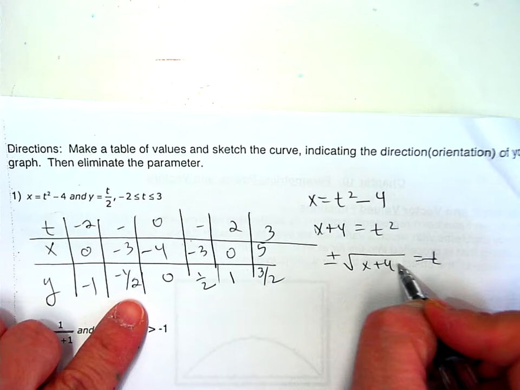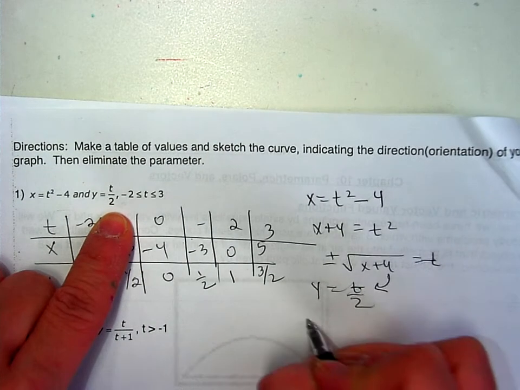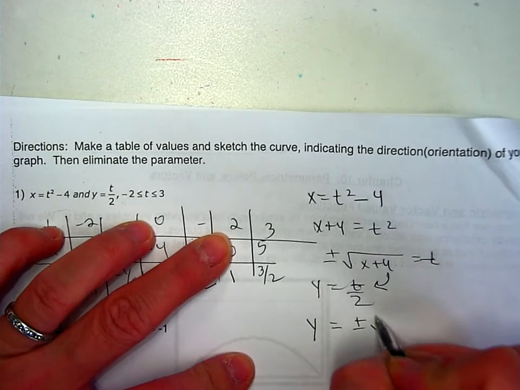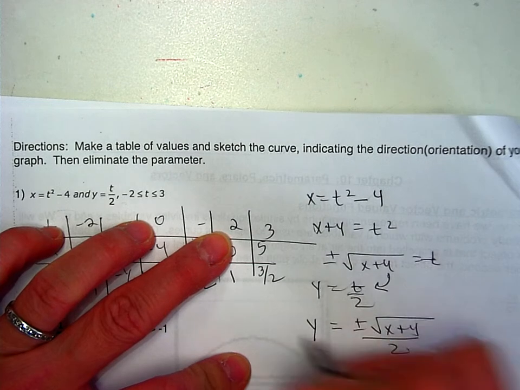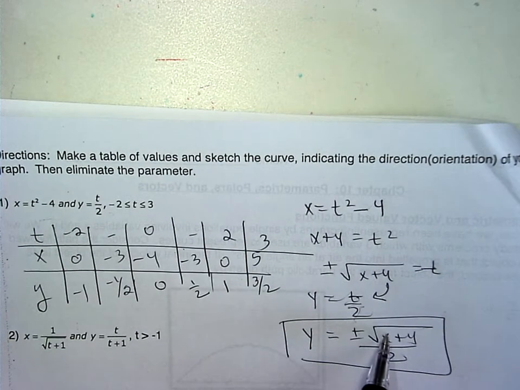If I take that and plug it into my equation for y, so replace that t, so y equals plus or minus square root of x plus 4 over 2. This is the rectangular equation. I got this by eliminating that parameter t.